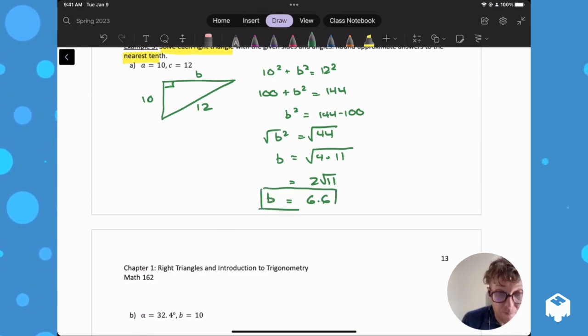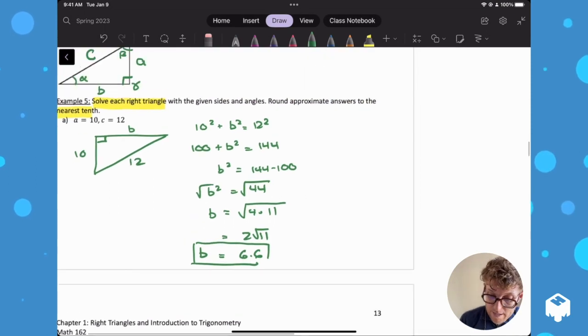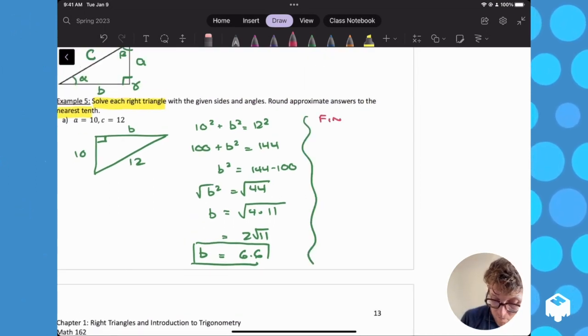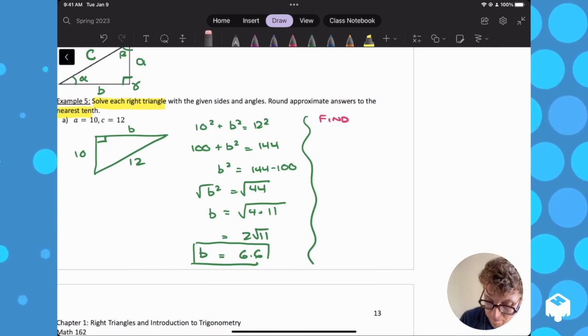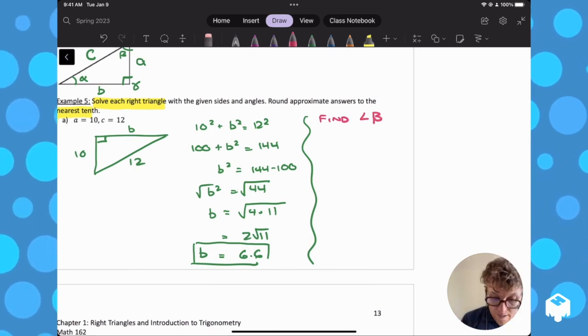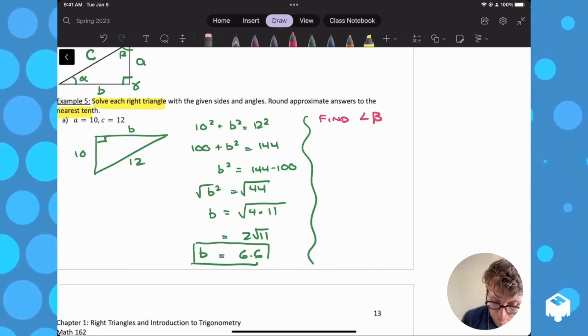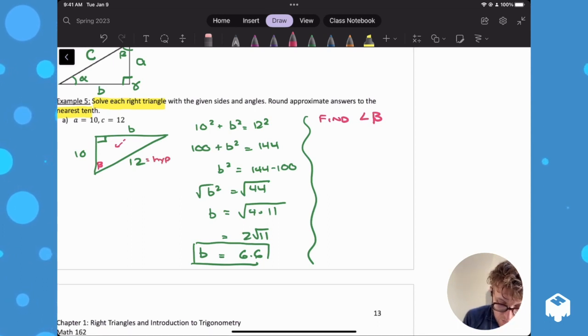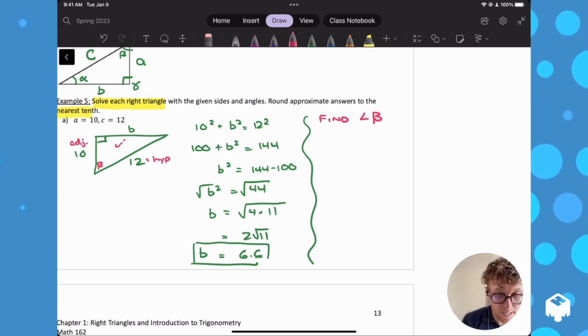So I found B. All right, now let's go ahead and find the measure of angle beta. Angle beta is going to be opposite of this angle right here. So this is angle beta right here. I see that I know the hypotenuse, and I see that I know this adjacent side. So I know the adjacent and hypotenuse.